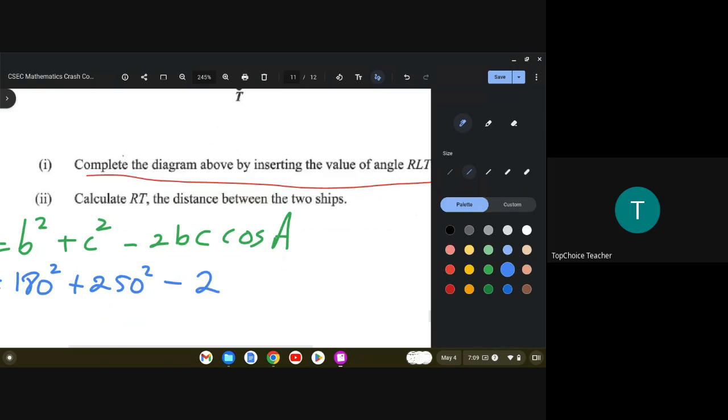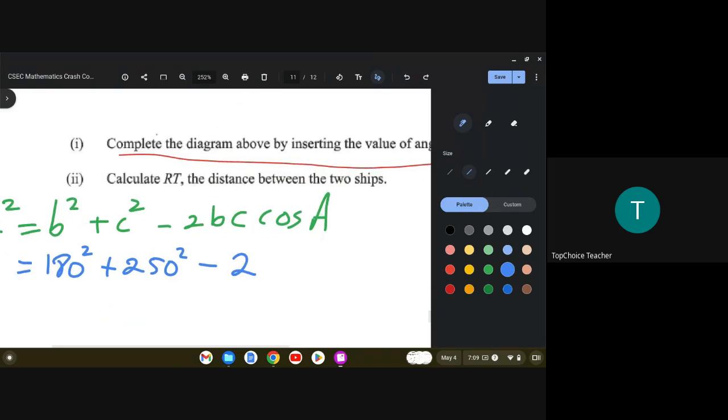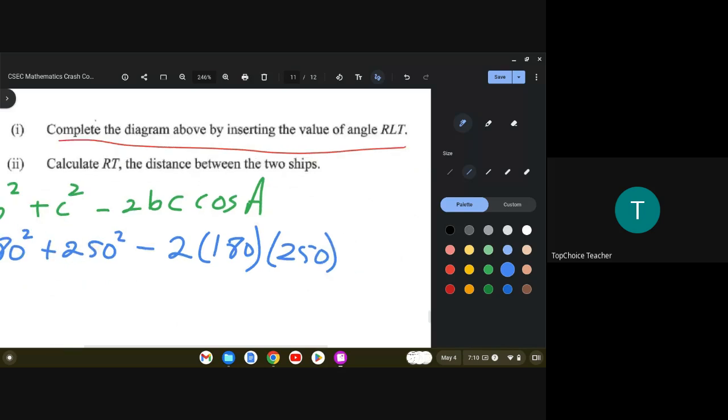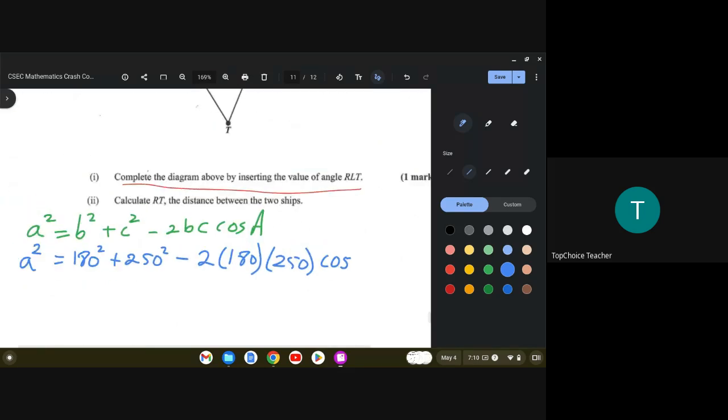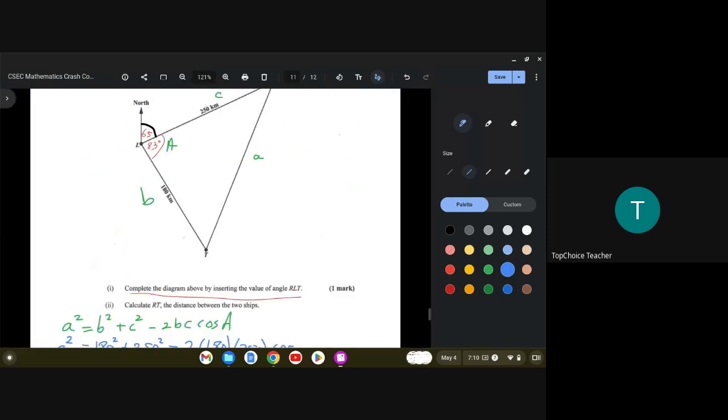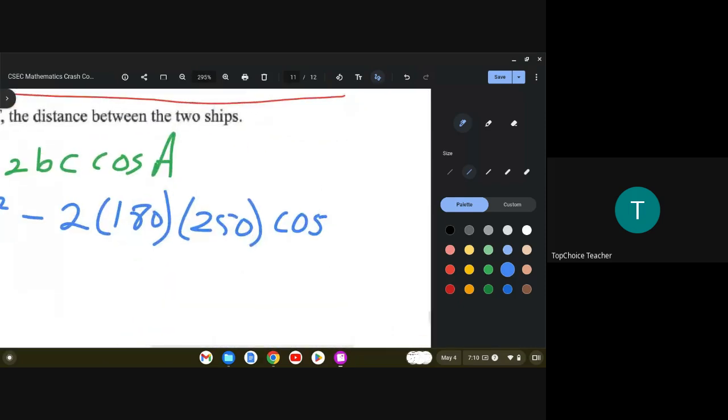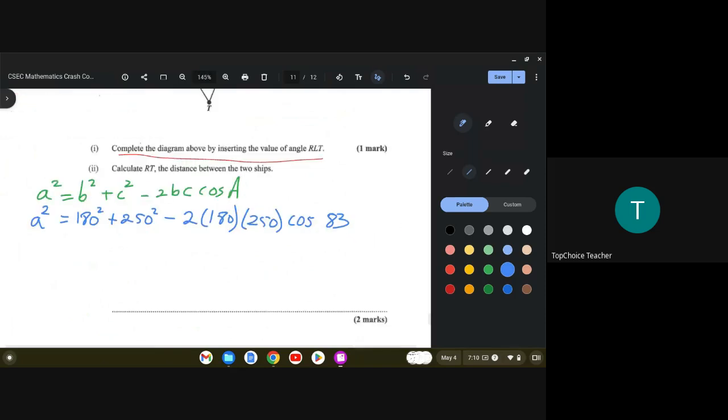Minus 2bc. We already saw what b and c were. We could just look at it right here. b is 180 and c is 250. So 2bc: b is 180, c is 250, cosine of A. And what was angle A? 83 degrees. Cosine of 83.